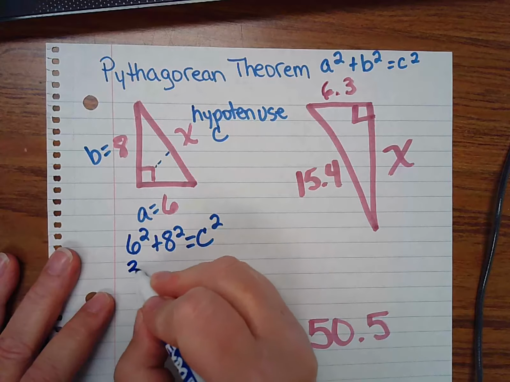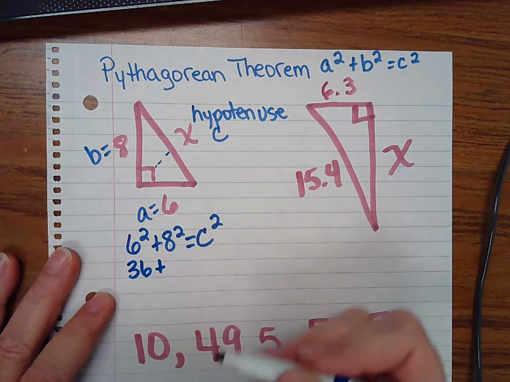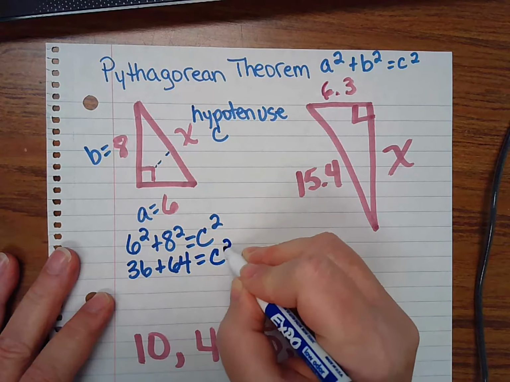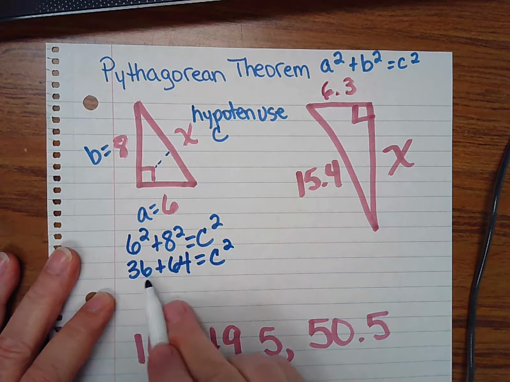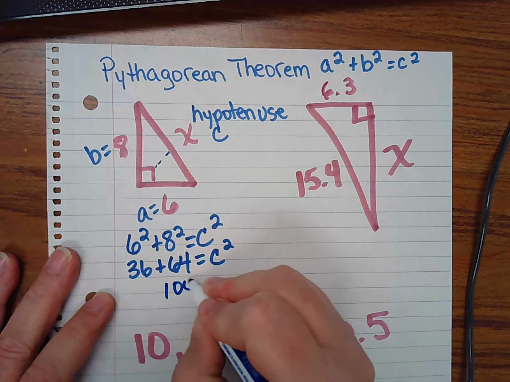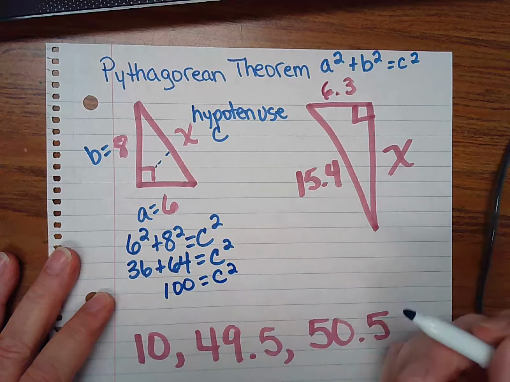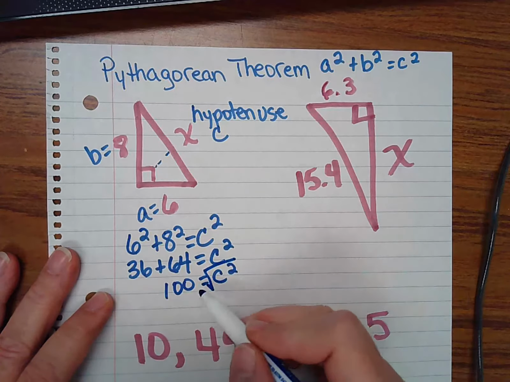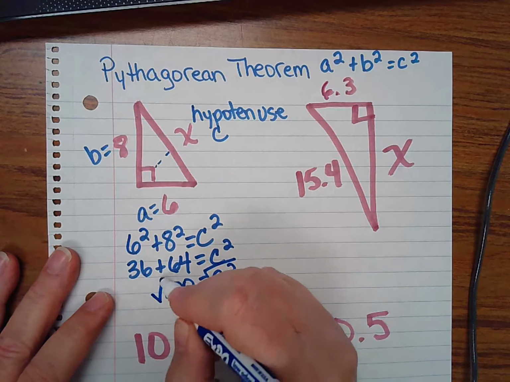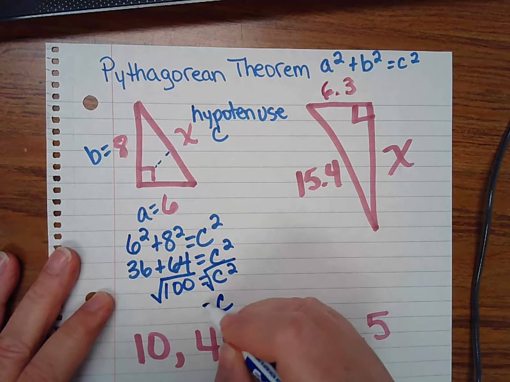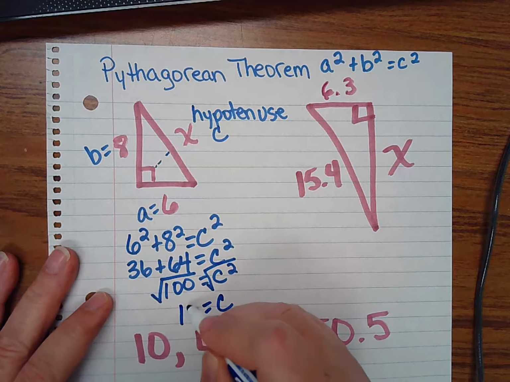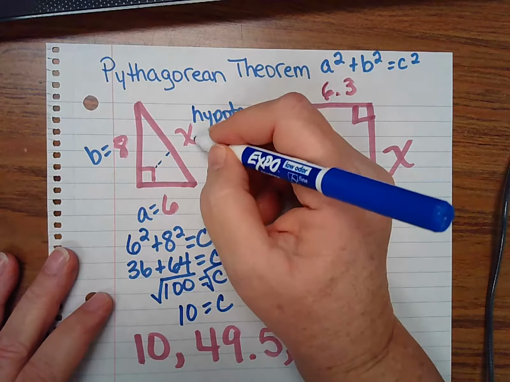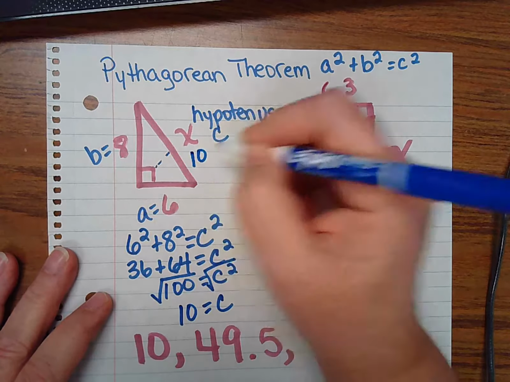6 squared is 36 plus 8 squared is 64. 8 times 8, 64. 36 plus 64 is 100. That equals C squared. Then to get C by itself, I'm going to have to take the square root. And of course, whatever I do to one side, I do to the other. So C equals the square root of 100, which is 10, because 10 times 10 is 100. So this missing side is 10.